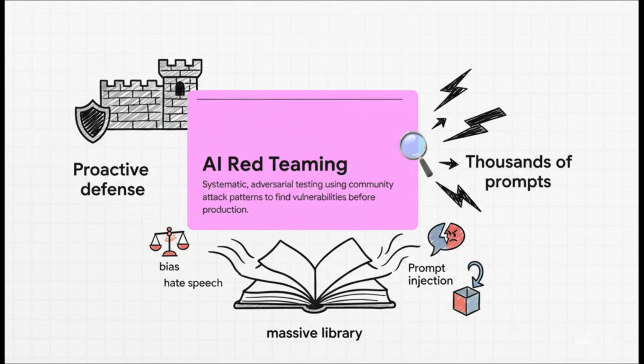It's a proactive defense. It uses a huge library of attack patterns, often thousands of them from the security community, to find all sorts of vulnerabilities. We're talking bias, hate speech, prompt injections, and the goal is to find them before they ever get out into the wild.